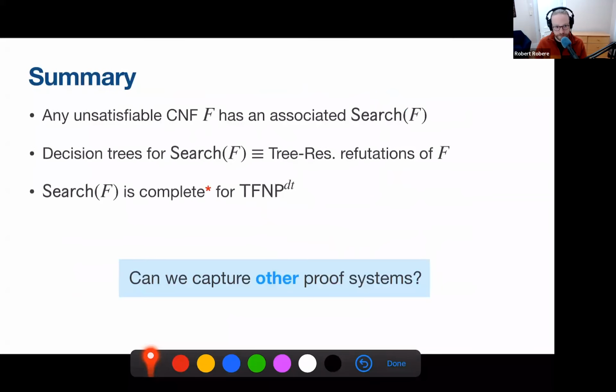Okay, cool. So to summarize this first part, any unsatisfiable CNF has an associated search problem. The decision trees for the search problem are just the same as tree resolution refutations of F. And in some sense, this search problem is complete, or at least canonical, for examples of search problems in TFNP. The question I'd like you to keep in mind for the rest of this talk is: can we capture other proof systems? Is it possible to go beyond tree resolution? We'll see the answer is actually yes.